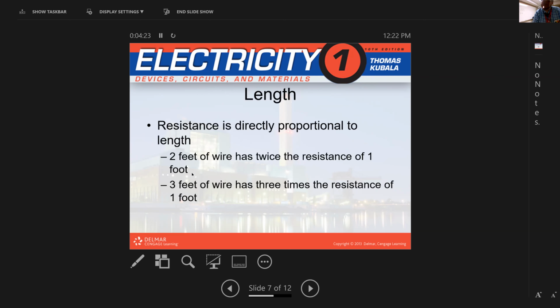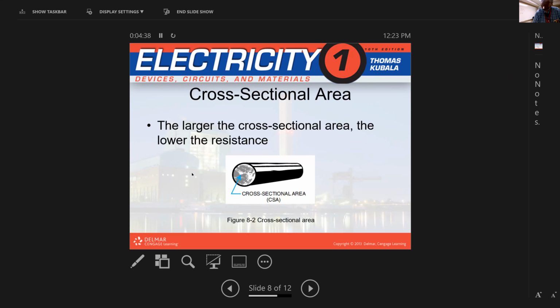The length of the wire: resistance is directly proportional to the length. So 2 feet of wire has twice the resistance of 1 foot, and 3 feet of wire has 3 times the resistance of 1 foot. Cross-sectional area is called CSA. That's an abbreviation, CSA. The larger the cross-sectional area, the lower the resistance.